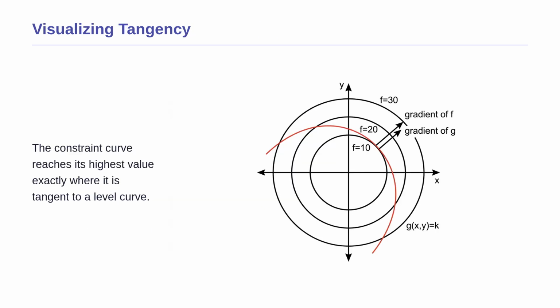Before we calculate anything, let us see this tangency visually. Look at the concentric circles representing the level curves of our main function, increasing from 10 to 30. The red line is our constraint curve. Notice how the red line crosses the curve for f equals 10, meaning we can still move along it to reach higher values. But at the exact point where it touches the f equals 20 curve, it is perfectly tangent. You cannot reach a higher level without leaving the red line. At this spot, the black gradient arrows point in the exact same direction.